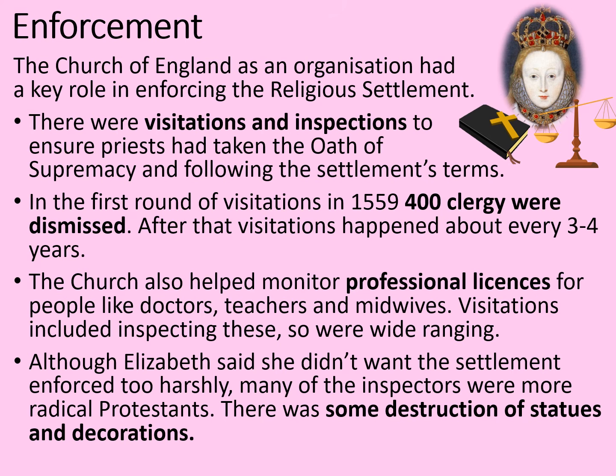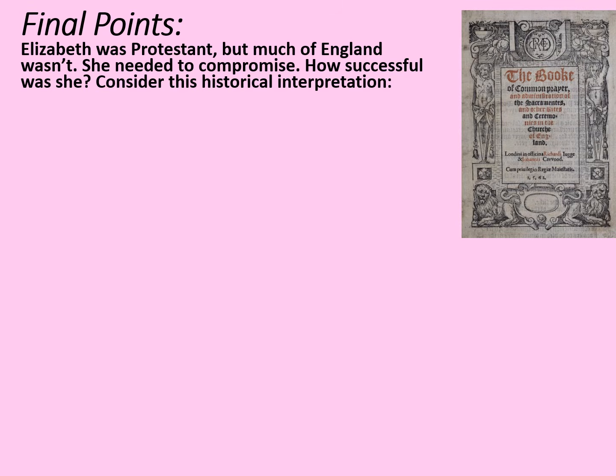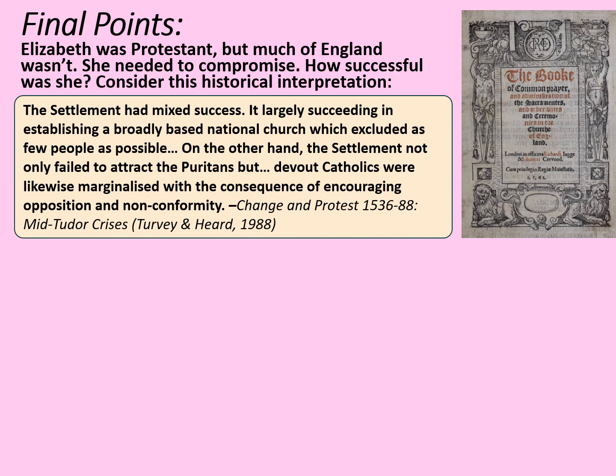Although Elizabeth said that she didn't want the settlement enforced too harshly, many of the inspectors were more radical Protestants. There was some destruction of statues and decorations as they got carried away. Some final points then. Elizabeth was Protestant, but much of England wasn't. She needed to compromise. How successful was she? Well, let's consider this historical interpretation. This is taken from Change and Protest 1536 to 88, the Mid-Tudor Crises, by Turvey and Hurd, written in 1988.